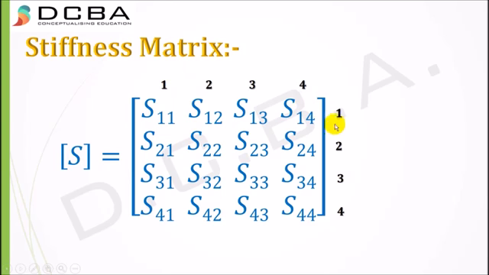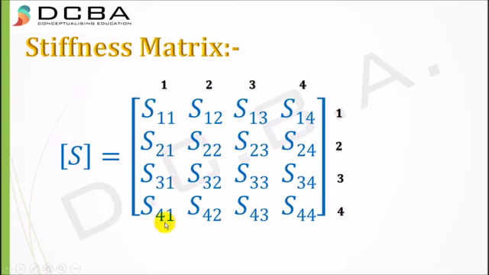That is row 1 column 1, the element is S11, row 1 column 2, the element is S12, row 1 column 3, element S13, row 1 column 4, element S14, row 2 column 1 S21, row 2 column 2 has S22, row 2 column 3 has S23, row 2 column 4 has S24, and similarly all these values. Okay, and whatever values you have found, you need to substitute them in the correct places.